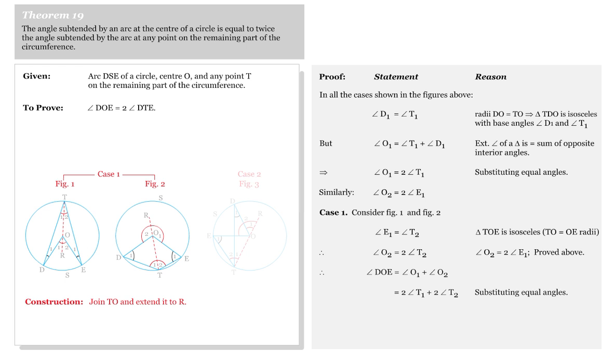Since we have proved that O1 is twice T1 and O2 is twice T2, angle DOE must be equal to twice the sum of angle T1 and angle T2, which is twice angle DTE. Thus we have proved in case 1 that the angle subtended at the centre is twice the angle subtended at T on the remaining part of the circumference.